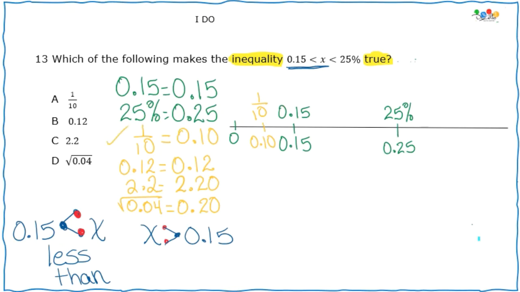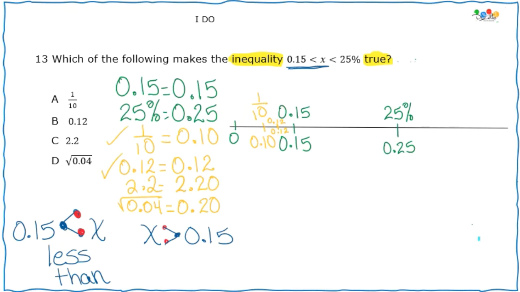Then 0.12 is like 12 cents. So that's less than 15 cents. So it's going to go right over here. So I'm going to squeeze it somewhere in there. And that is the same thing as 0.12. If you notice, it's still to the left of my 0.15, right?